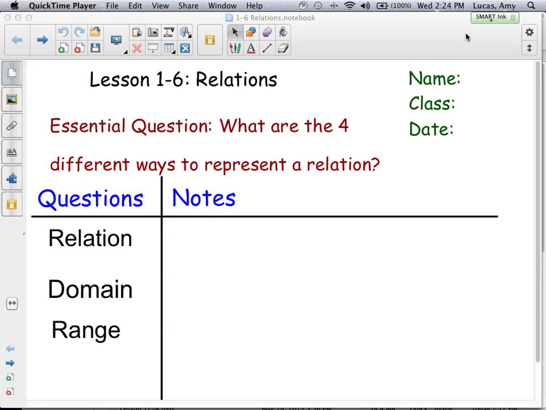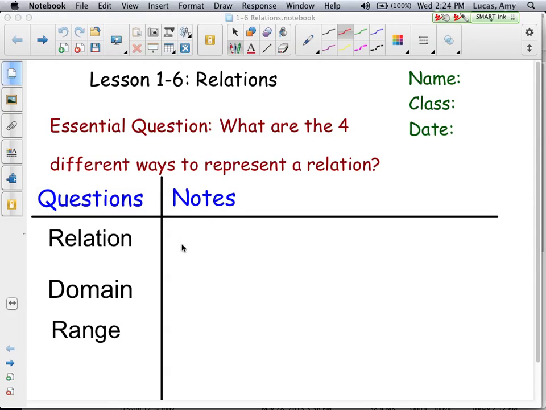Lesson 1-6, Relations. Essential question: What are the 4 different ways to represent a relation? Our vocab words are relation, domain, and range. A relation is a set of ordered pairs.